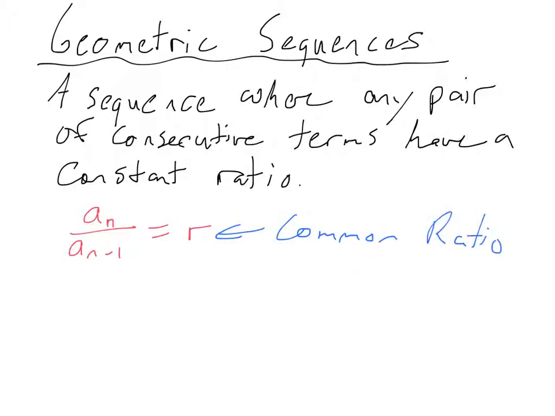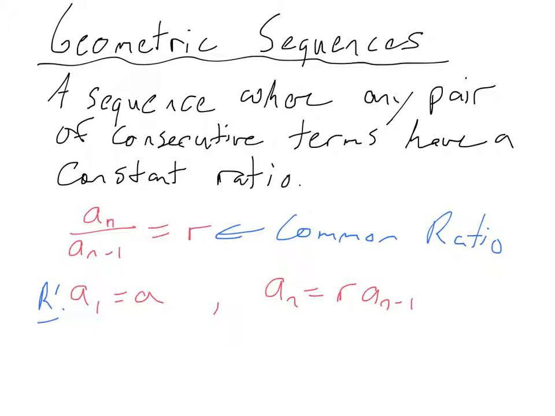Recursively, I could say the nth term is equal to r times a sub n minus 1, and then of course the first term is just whatever it is. So a sub 1 is equal to just a, and a sub n is equal to r times a sub n minus 1. So this is the recursive definition of a geometric sequence.